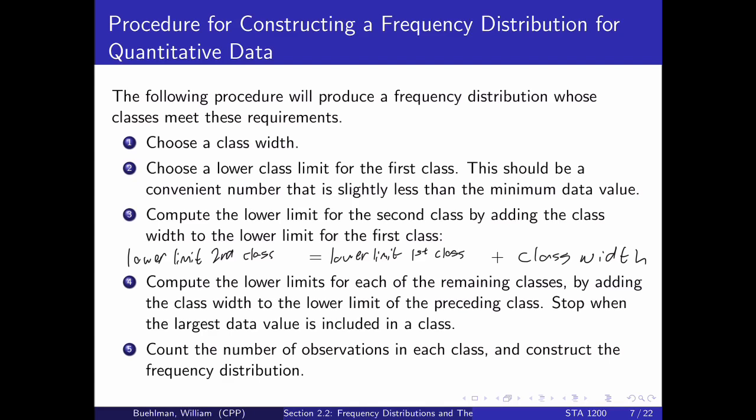So the fourth thing we have to do is compute the lower limits for each of the remaining classes. So we'll rinse and repeat what we did in step 3. For the third class, we'll take the second class plus the class width. For the fourth class, it's the third class plus the class width. So we just keep doing that until we get to the largest value in the data set to make sure we've covered everything. And then you just fill up the table. You count the observations for each class and you make a frequency distribution.